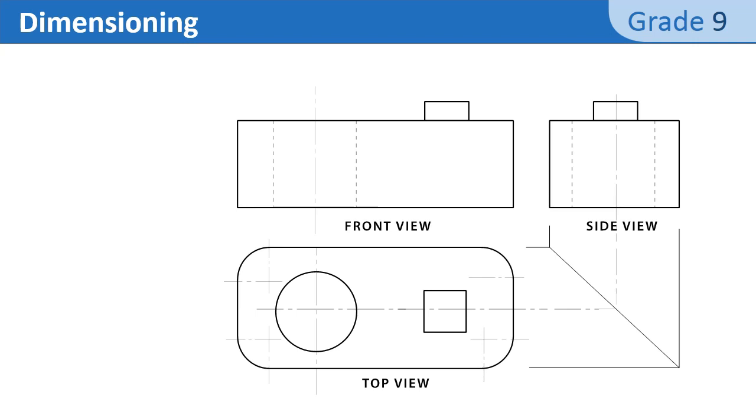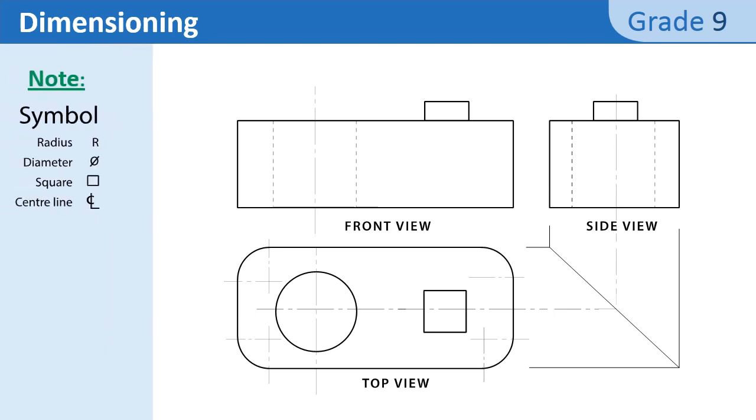Before starting, let's see the different symbols often used in technical drawing. You have symbols for radius, diameter, square, and centerline. First of all, we will add a dimension on the top of the front view.